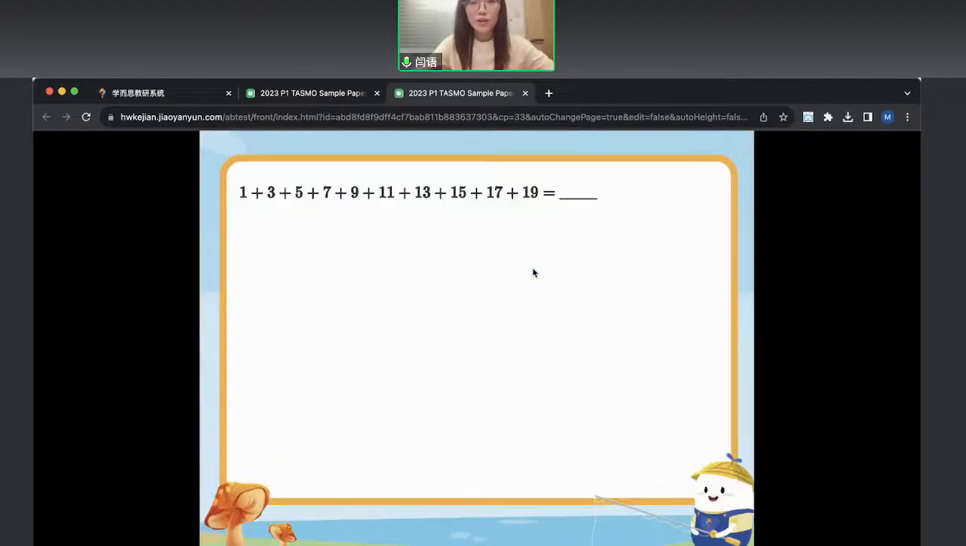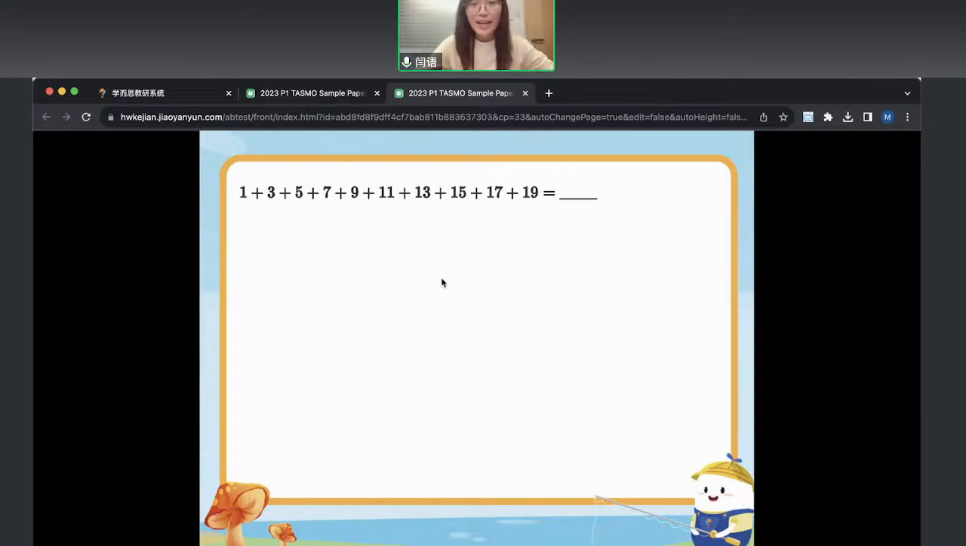Okay, so firstly, let's have a look. This is the first question in section B. Any easier way to calculate it? Can I just count? Okay, 1 plus 3 equals 4. 4 plus 5 equals 9. 9 plus 6 equals 15. 15 plus 7 equals 22. 22 plus 9 equals 31. Is it correct? Okay. So try to find some easier way to do the calculation.